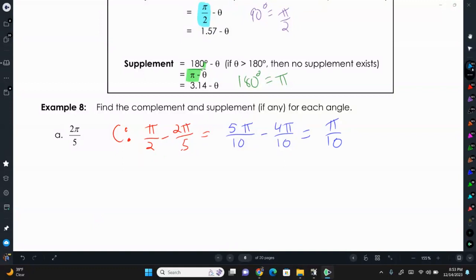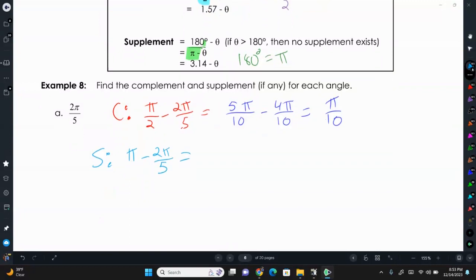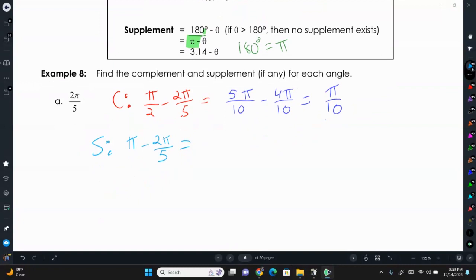Then the supplement is going to be a little bit easier because it's just pi minus 2 pi over 5. Yes, the denominators are not the same, but we only need to worry about the first thing, pi, because pi can be written as 5 pi over 5 minus 2 pi over 5, which is going to be 3 pi over 5. So we have our complement and our supplement to 2 pi over 5.